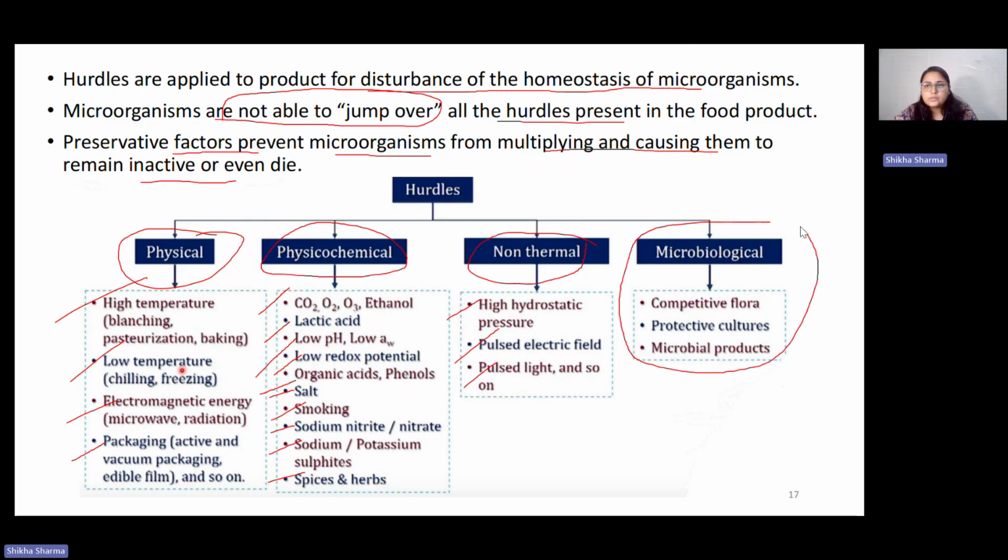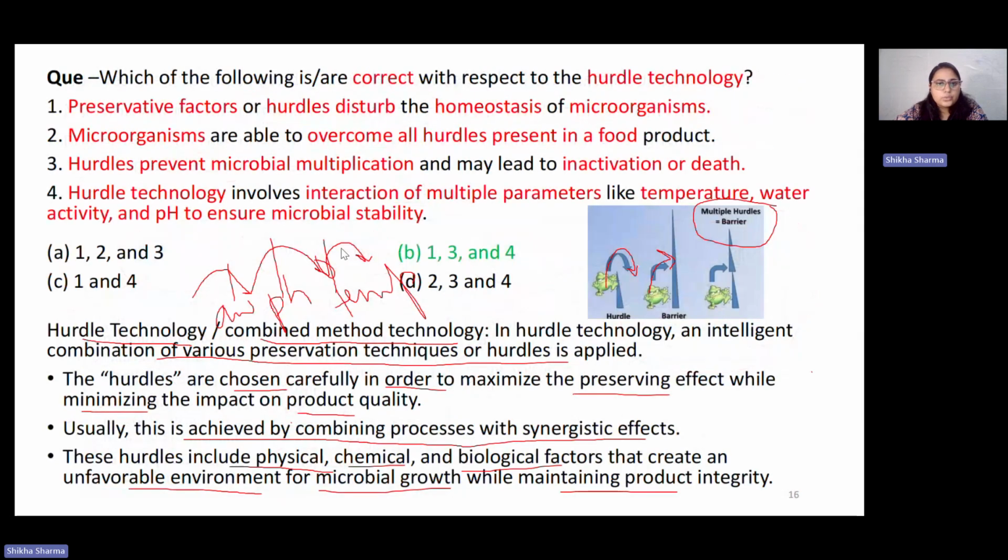And the last one is the microbiological factors like the competitive floras, protective cultures, and microbial products. So these basically are the different hurdles we can apply in a food product, like the physical, physiochemical, non-thermal, and microbiological hurdles. So here in this question, we said that 1, 3, and 4 are the correct one.